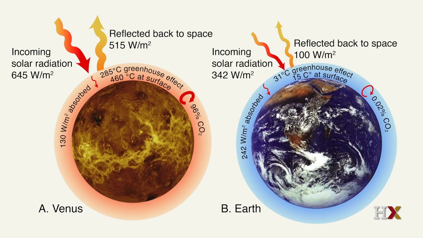In contrast, the atmosphere of the Earth has a moderate greenhouse effect. The total greenhouse effect is about 30 degrees Celsius. So that means that if we didn't have an atmosphere, the Earth's surface temperature would be about 30 degrees colder than it is today, but it's still mild compared to the ultra greenhouse on Venus.